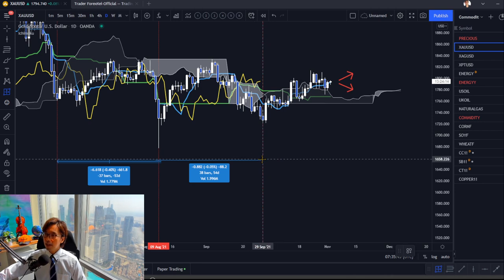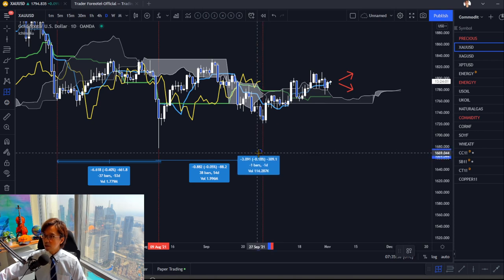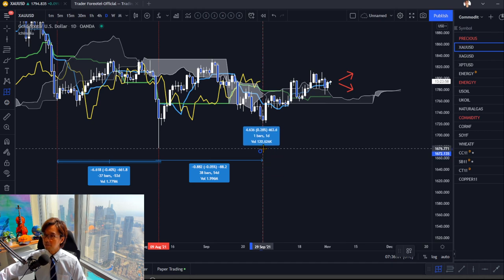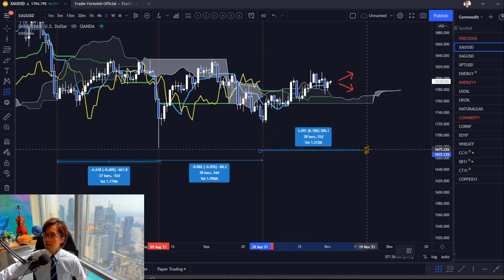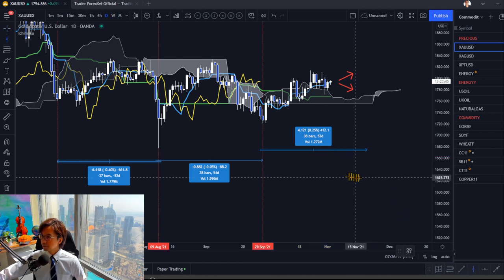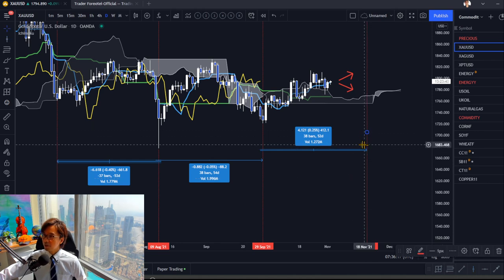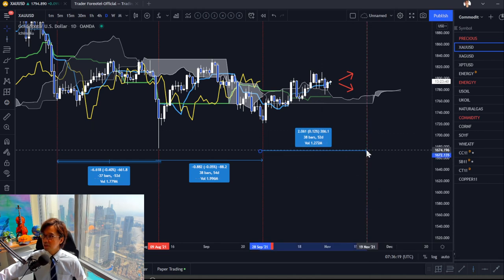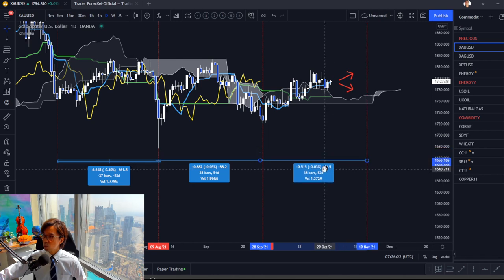So simply I start counting one previous so that this one over here, 29th of September candlestick becomes 1 bar. And then I count forward 38 bars. So in that will be 19th of November. Yeah, so I just put the vertical line, 19th of November, which is a potential swing low.